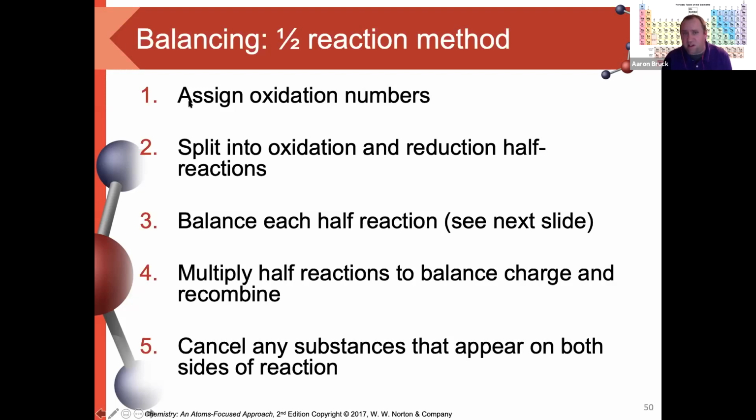We start with oxidation numbers. We then use those oxidation number changes to split the reaction into half reactions, an oxidation half reaction and a reduction half reaction. And then our next step is to balance those half reactions, multiply the half reactions to make sure that the number of electrons coming in and the number of electrons going out are the same, and then do any kind of cancellation that is necessary.